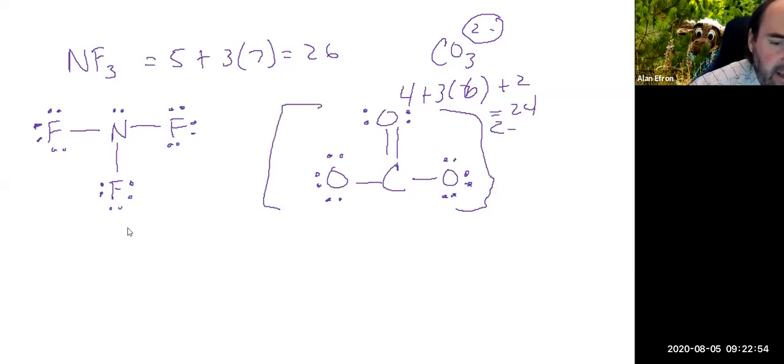And if we look now, we have 2, 4, 6, 8 for the double bonded oxygen, 2, 4, 6, 8 for the single bonded oxygen, and our carbon now has 2, 4, 6, 8 electrons. Everybody has 8 electrons. We still were able to maintain our 24 total electrons, and this would be the correct one.